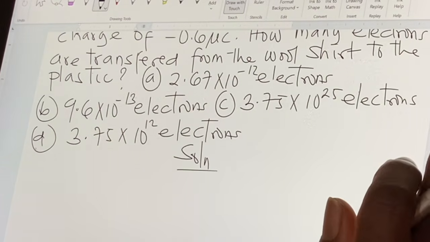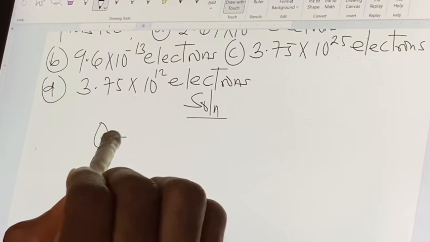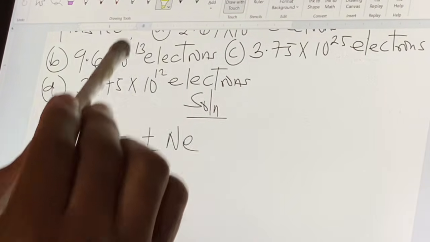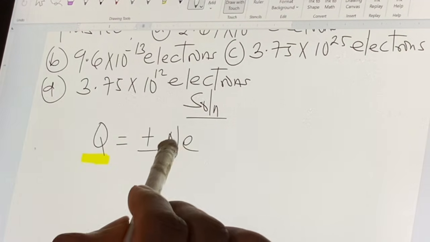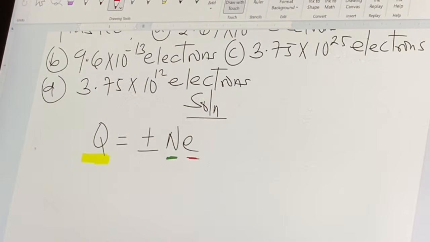The formula for quantized charge is given as this, that is Q is equal to plus or minus NE, where this Q represents quantized charge and the N represents the number of electrons, while this E represents the charge, and this E charge can either be electron or proton. Please take note. So the plus or minus depends on whether the E is an electron or a proton.